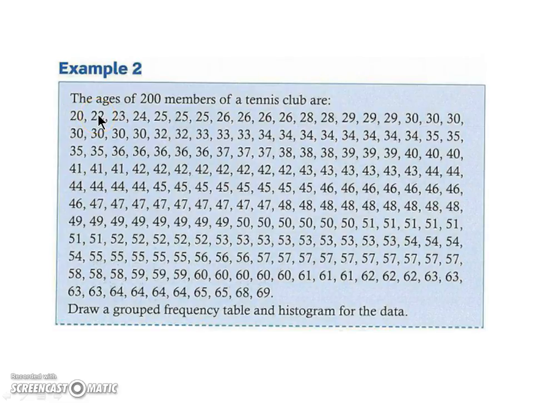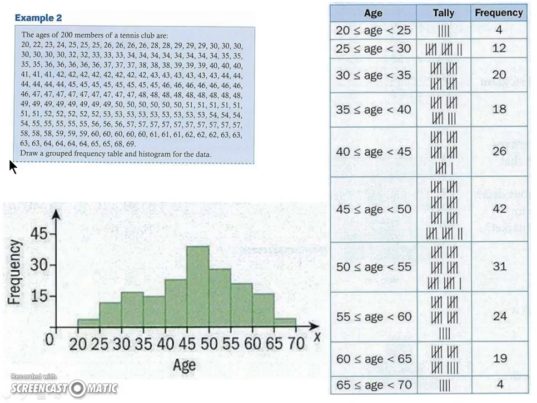Same thing with 22. 22 by itself, another bar, and a frequency of 1. For 25, I have three members of 25 years old. But again, if I do that for the entire list, I'm going to have a lot of bars, and I don't want to do that. Instead, I'm going to create categories. My first category will be 20 up to 25, not including 25.